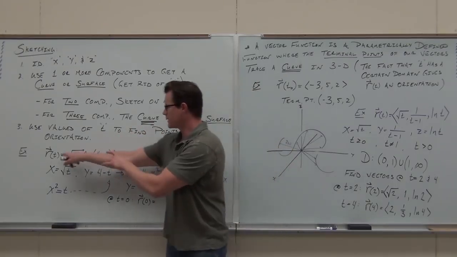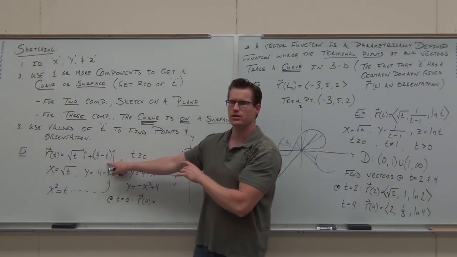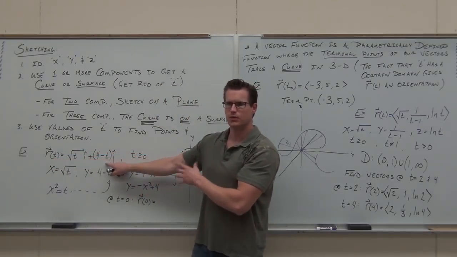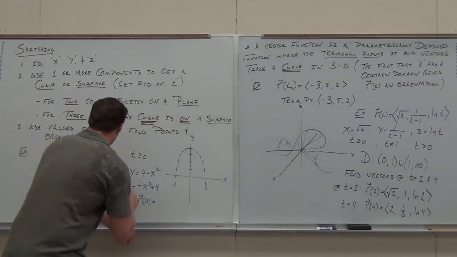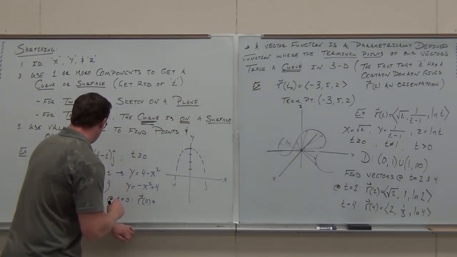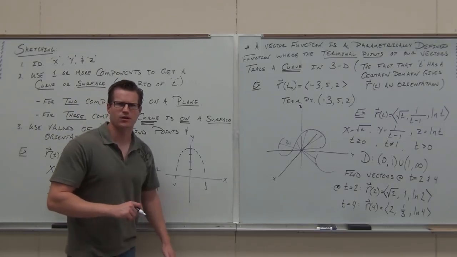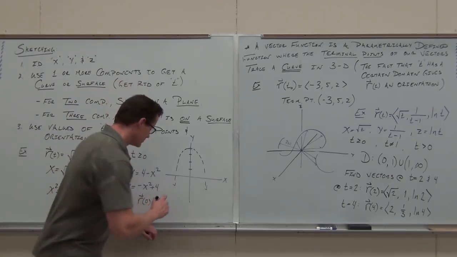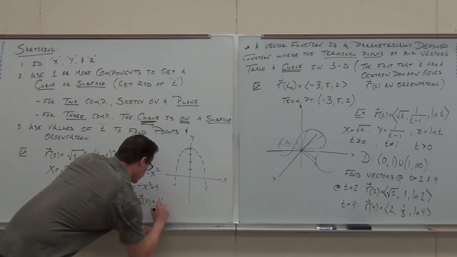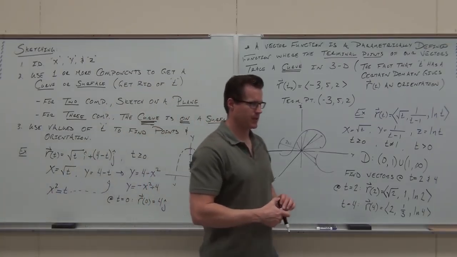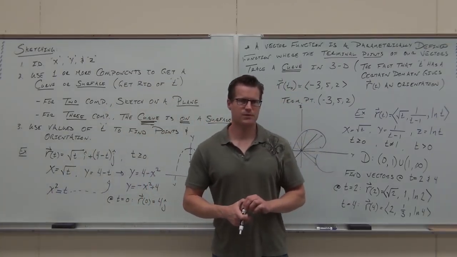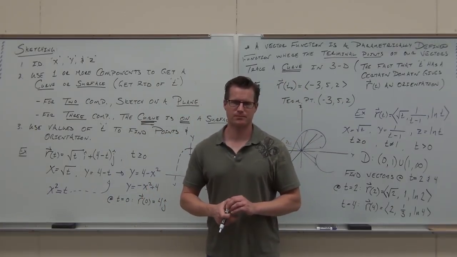Can you plug in 0 into my vector function? Of course you can. What is it? 4J. I'm sorry, what? 4J. Oh, I thought you said 4t. I was like, no, guys, we're plugging in for t. 4J. Hey, 4J, tell you what, it's got a terminal point.